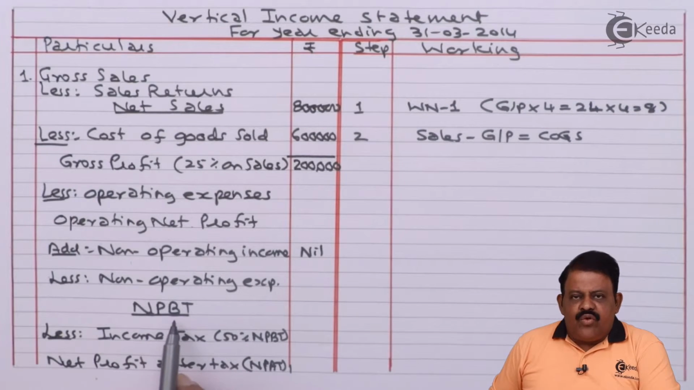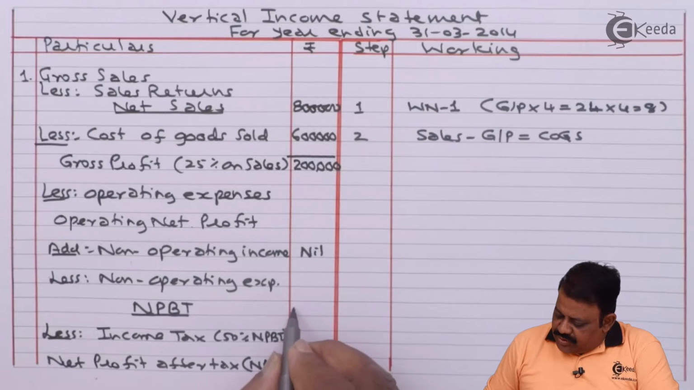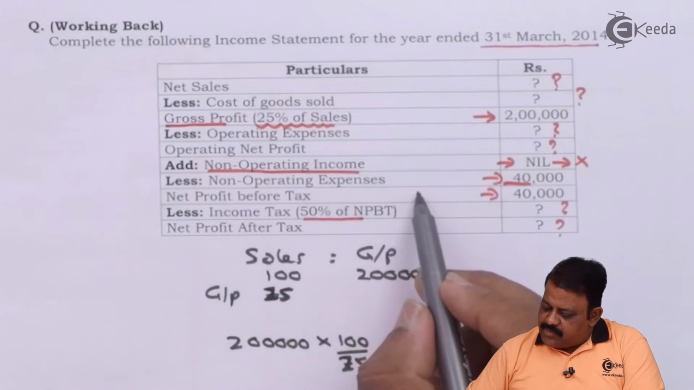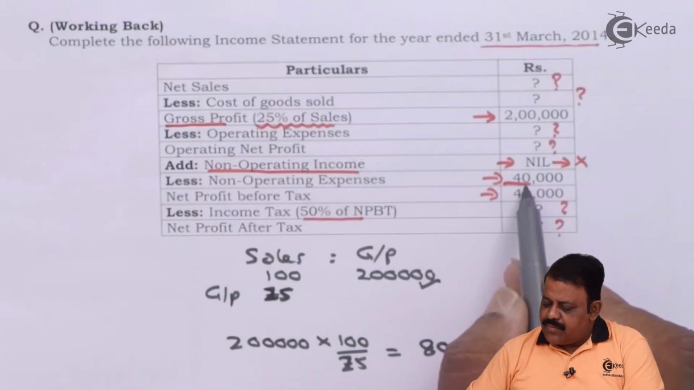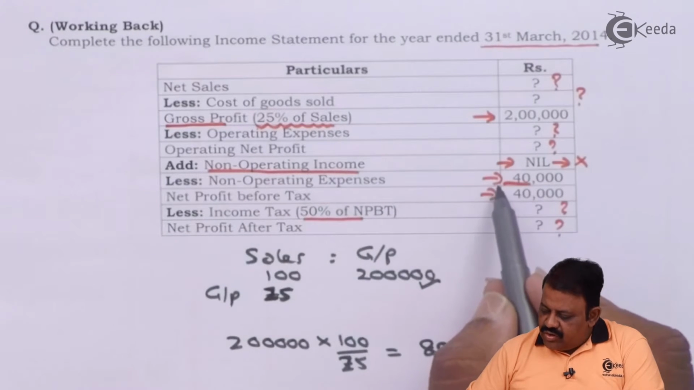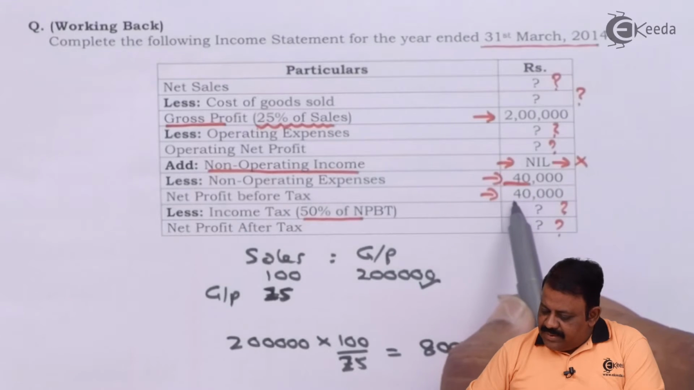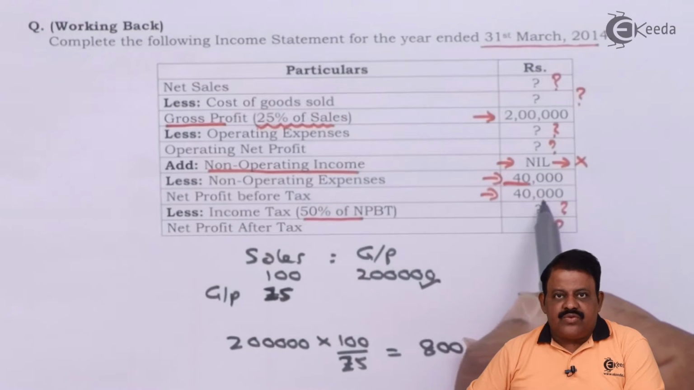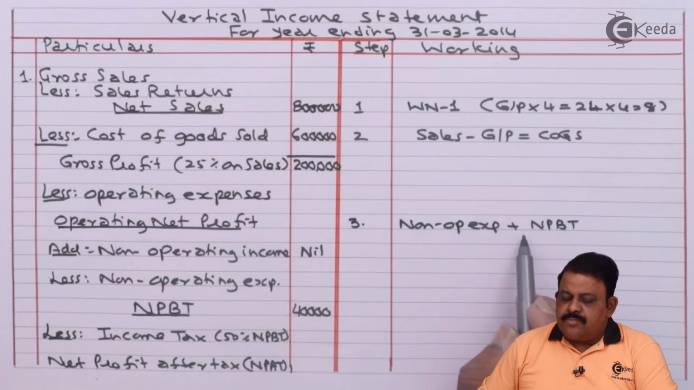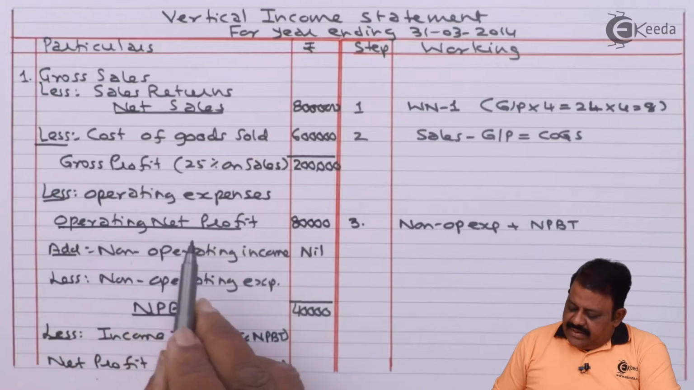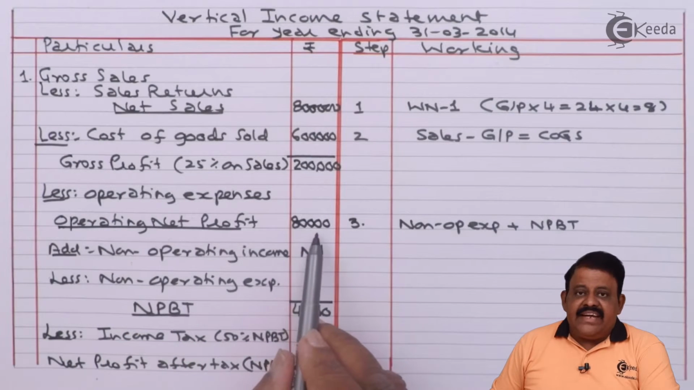Net profit before tax, it is given 40,000. Net profit before tax 40,000 and non-operating expenses 40,000. So after deducting non-operating expenses 40,000 from operating profit, we have got net profit before tax 40,000. Non-operating expenses plus net profit before tax. So we got operating net profit 80,000.